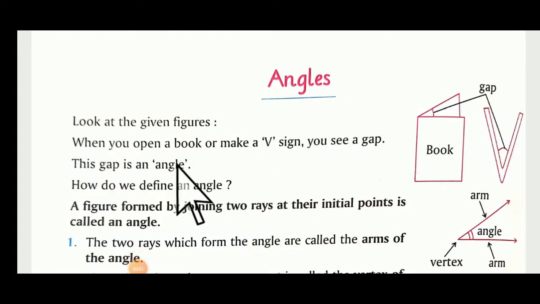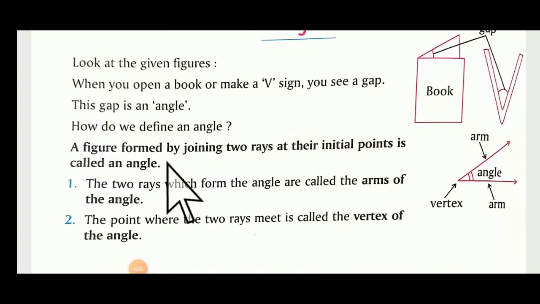Yes, angles. What are angles? A figure formed by joining two rays at their initial points is called an angle. Initial means starting. So what do we have here? Two rays. This one we call an arm, and the second is the other arm, whereas the joining point we call the vertex. The space between two rays is called an angle.